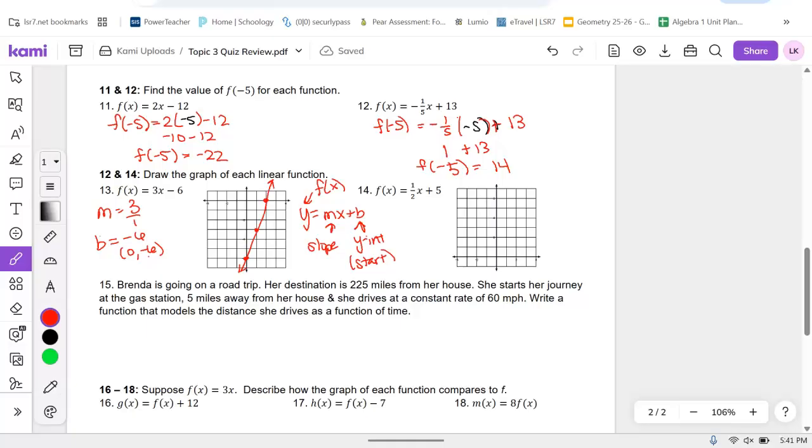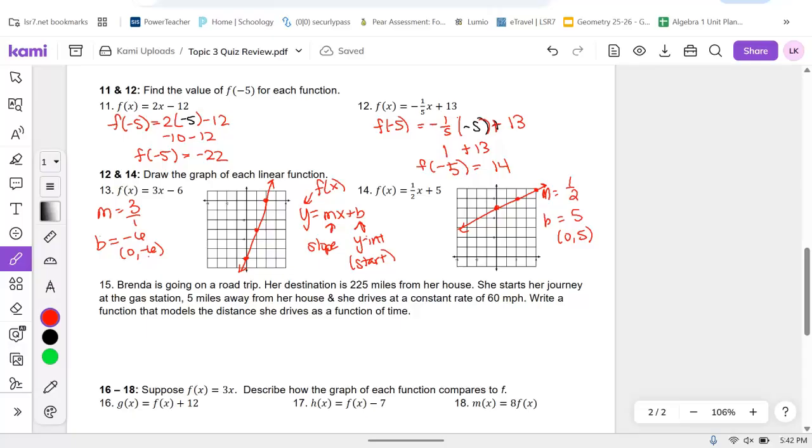Now for 14, f of x equals 1/2 x plus 5. My slope is 1/2 and my y-intercept is 5, so (0, 5). So I'm going to go to 5, which is right there. I'm going to go up 1 over 2, up 1 over 2, and there's your graph.